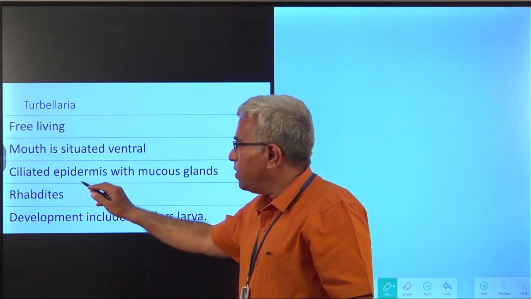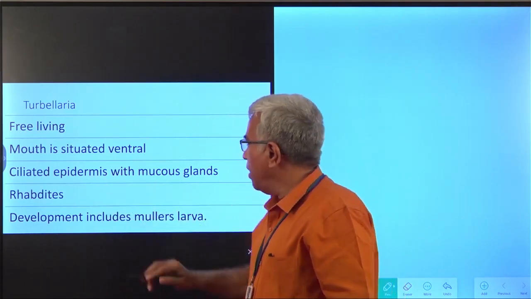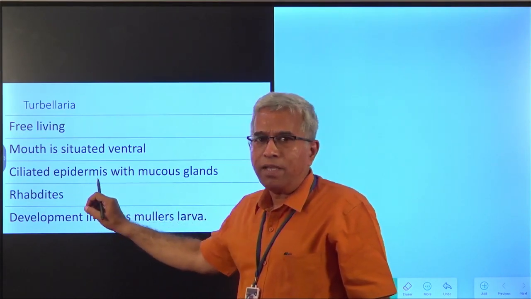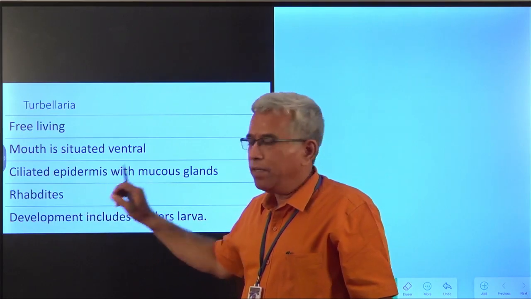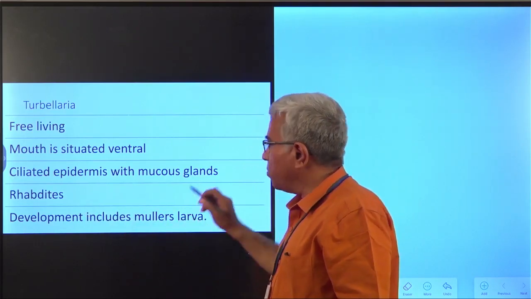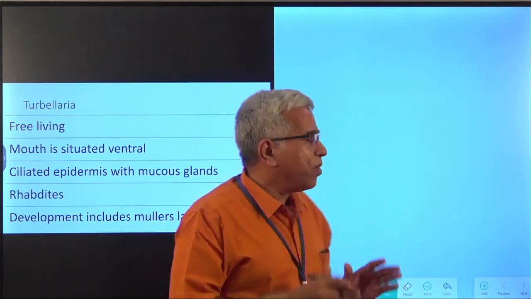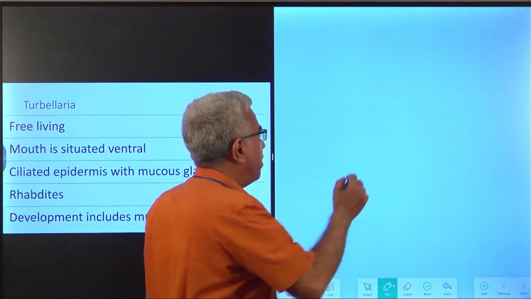And the epidermis, you can see here, is ciliated with mucus glands, and there are certain specialized rod-like structures called rhabdites. Development includes one larva. The name of that larva is Muller's larva. Let me draw the diagram of this Turbellarian. It looks like this.